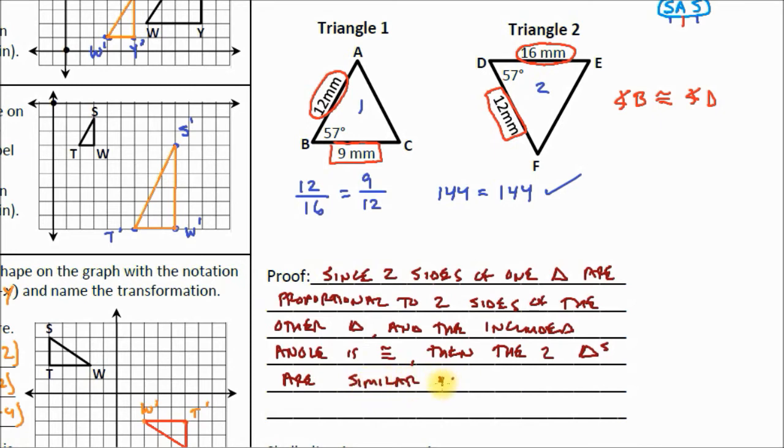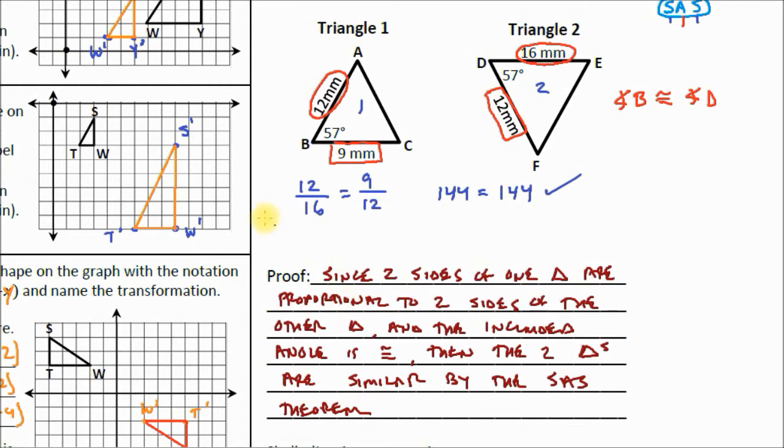by, oops, there's a button on my pen, and sometimes I accidentally push it and then it starts to erase instead of write. Let me fix that if I can. There we go. The 2 triangles are similar by the SAS theorem. And that's all there is to it.